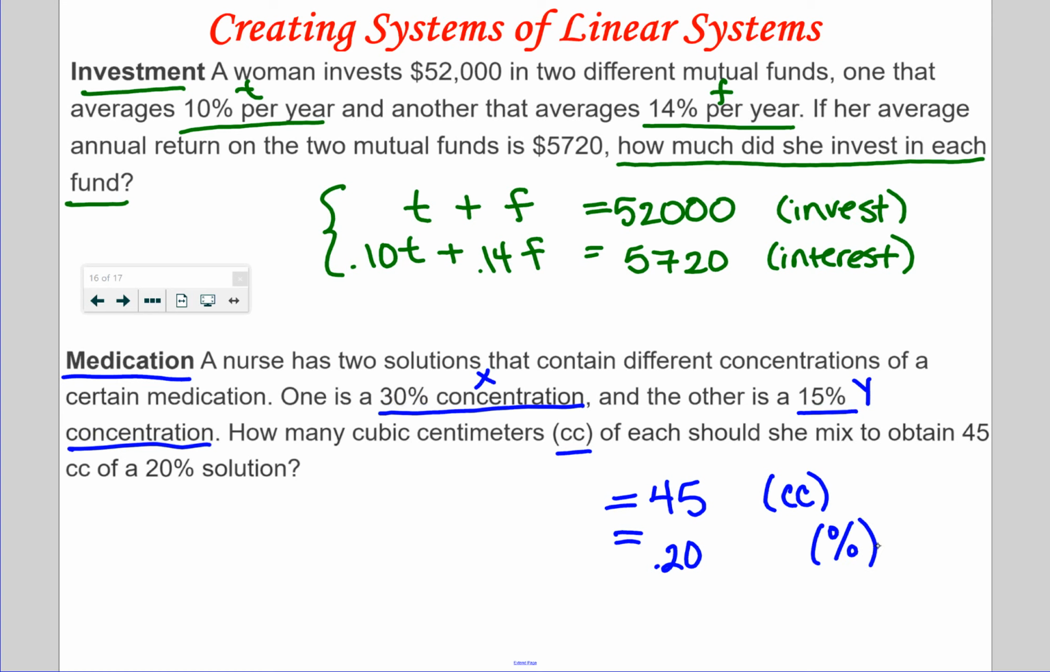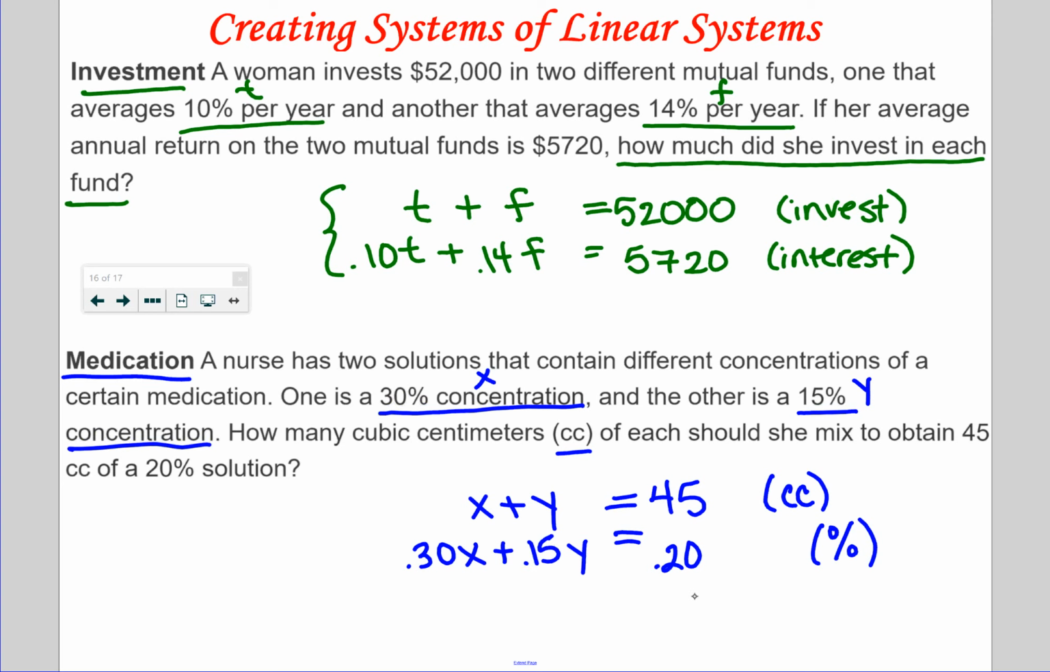So the first equation, I need 45 cc's. What we're trying to figure out is how many cc's of each concentration. And again, we don't know how it's split, but we know that the two solutions, X and Y, we're going to have a little of one, a little of the other. Total, that's going to be 45. So we add those together. The second equation is now, again, where we're going to use the percentages like we did with the investment problem. 30% solution, and we're going to use X cc's of that solution. We're going to use Y cc's of the 15% solution.